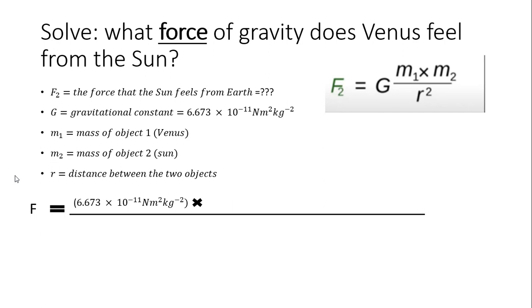We know we're solving for F, so let's just start with F equals. And we're going to multiply these two numbers by G, whatever they may be. And this is our gravitational constant, G. You'll notice it's the same. It just stays the same. Let's see, mass of Venus, when I looked it up, came out to be 4.867 times 10 to the 24th kilograms.